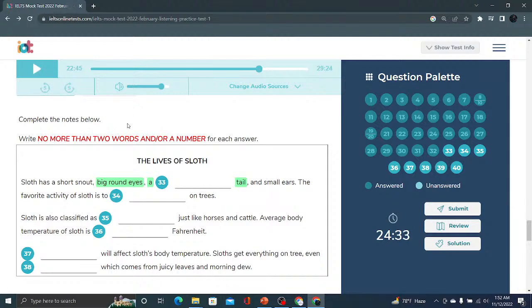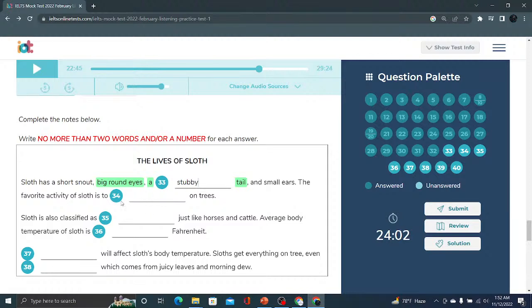Did you get the answer? A stubby tail. So the answer would be stubby. I hope I write the exact word, stubby. Stubby means not too long, not too thick, or it's unique. That's why stubby tail.